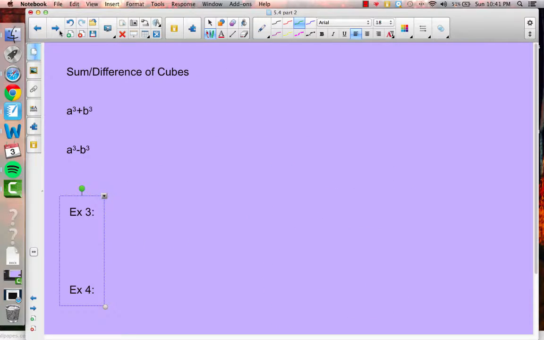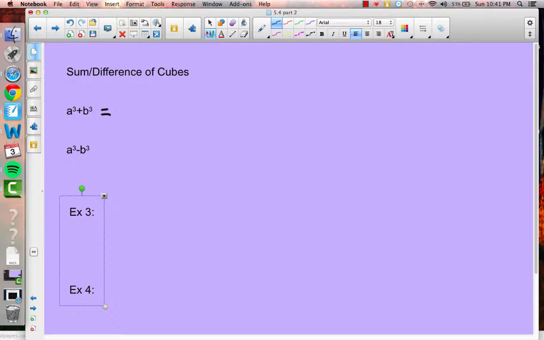We're going to talk about first the sum and difference of cubes. And I know you had properties from previous sections that we dealt with, difference of squares and things like that, and it's very similar types of problems. So our sum of two cubes, this is when we have something cubed plus something cubed.